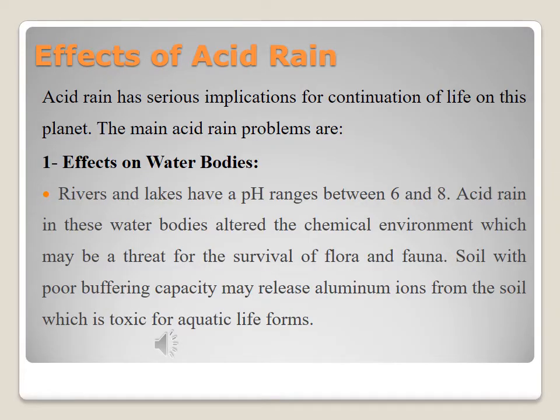Now let's have a look at the effects of acid rain. Acid rain has a serious implication for continuation of life on this planet. The main acid rain problems are number one, effects on water bodies. Rivers and lakes have a pH range between 6 and 8. Acid rain in these water bodies altered the chemical environment, which may be a threat for the survival of flora and fauna. Soil with poor buffering capacity may release aluminium ion, which is toxic for the aquatic life.